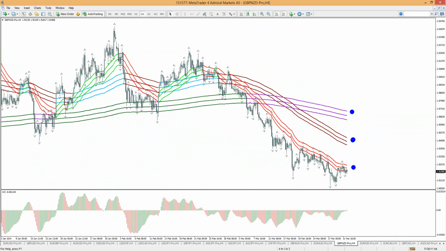Look, everything is aligned, right? We're just not there yet totally, not there yet fully, that everything is lined up as yet. What I'm looking for specifically is this AO to go back to the zero line, which it just hasn't done yet, and preferably to make a break above the short term and then below it again.